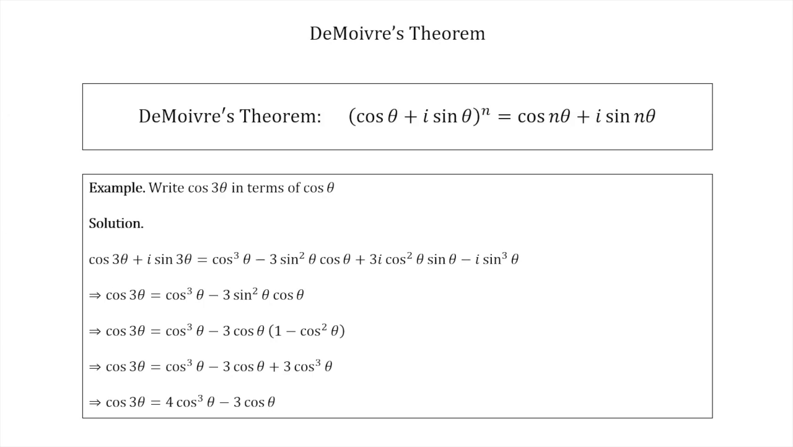We have cos 3 theta in terms of just cos theta. We have a cos theta term and a cos cubed theta term. And questions like this are quite common, and they're not too bad as long as you make use of De Moivre's theorem.